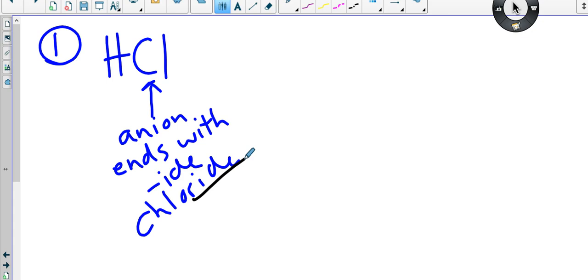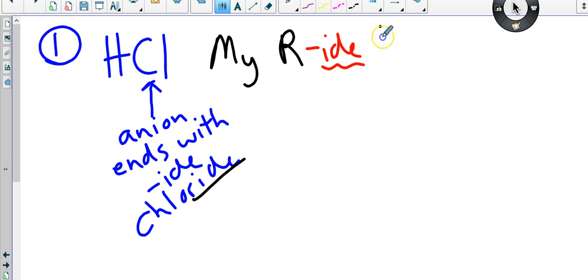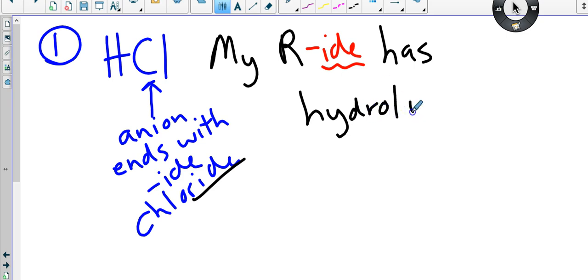Okay, so I have 3 little things I made up, and if you just hang with me, this is going to be easy peasy. So when you have the anion ending with "ide," you're going to think about my ride. I have a little saying. My ride has hydraulics. Hydro and ic.